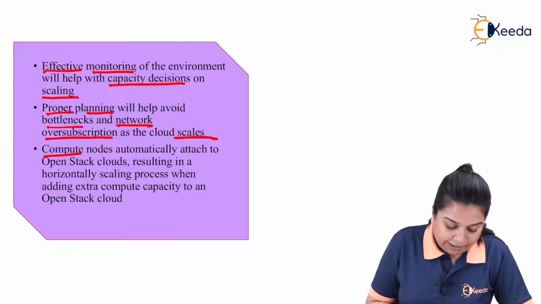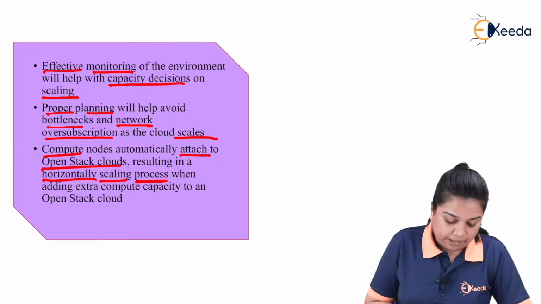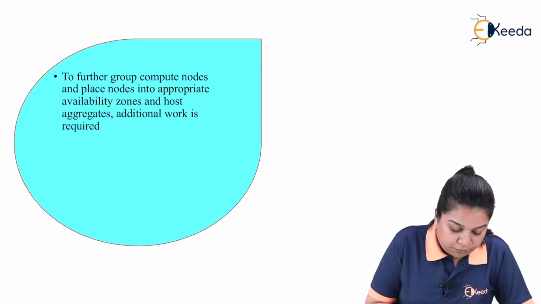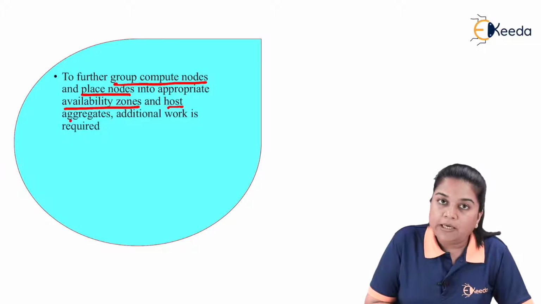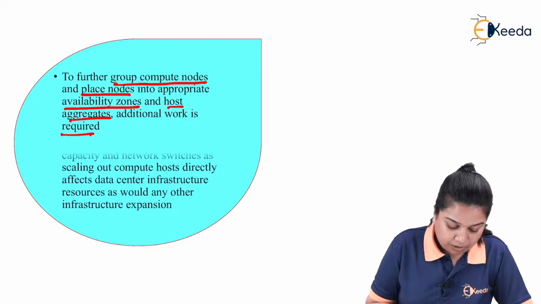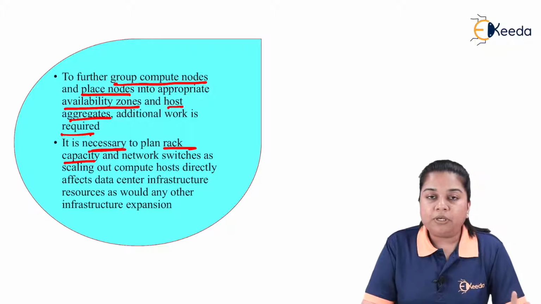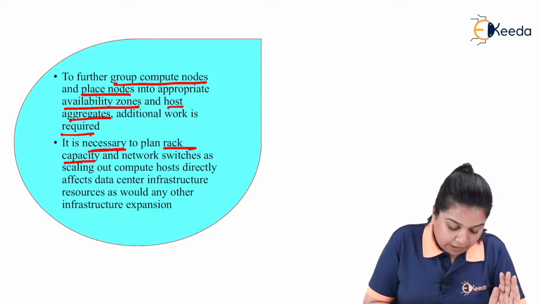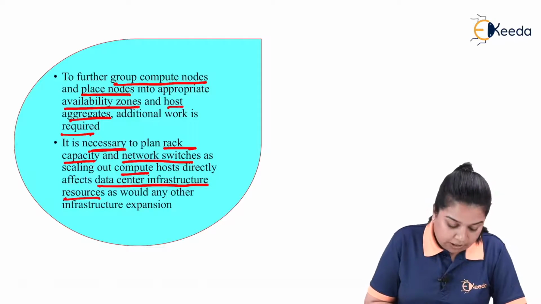Compute nodes automatically attach to OpenStack clouds, resulting in a horizontally scaling process when adding extra compute capacity to an OpenStack cloud. To further group compute nodes and place nodes into appropriate availability zones and host aggregates, additional work is required. It is necessary to plan rack capacity. Rack capacity, as we all know, when we manage the data center, we keep those storages in racks. That is the rack capacity, and network switches, as scaling out compute hosts directly affect data center infrastructure resources as would any other infrastructure expansion.